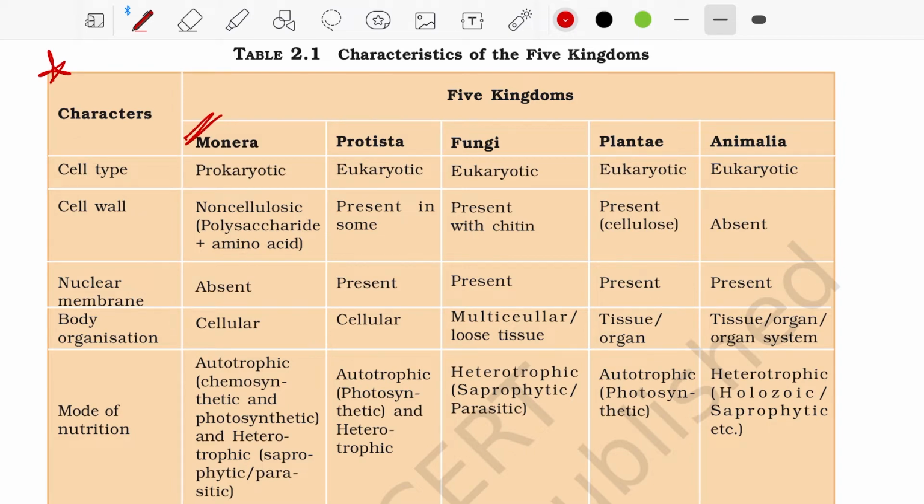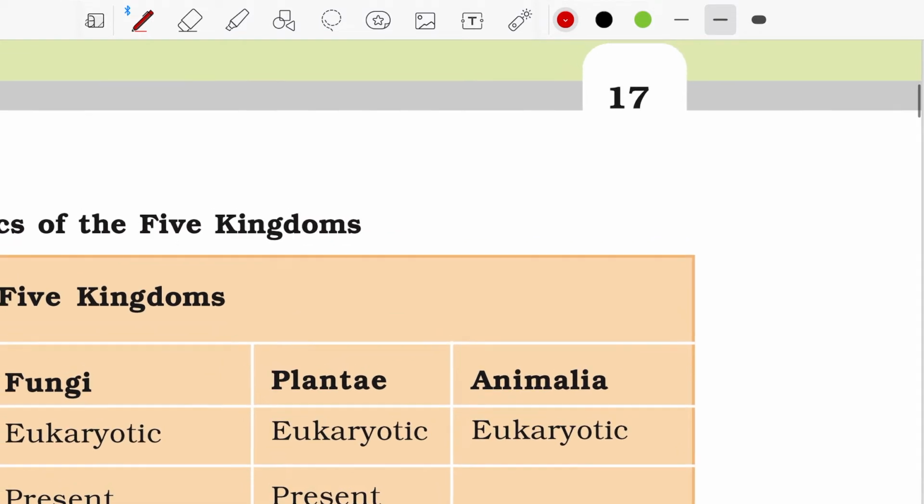First, let's discuss Monera. We already said that the major characters used for classification are cell type, cell wall, nuclear membrane, body organization, and the fifth one is mode of nutrition. The first one is cell type. About Monera, what is the cell type? It is prokaryote. Cell types can be classified into 2 types: prokaryotes and the second one, eukaryotes.